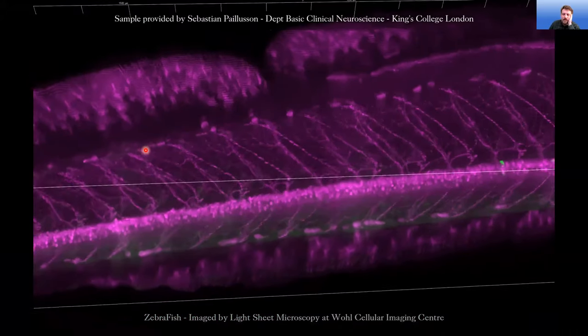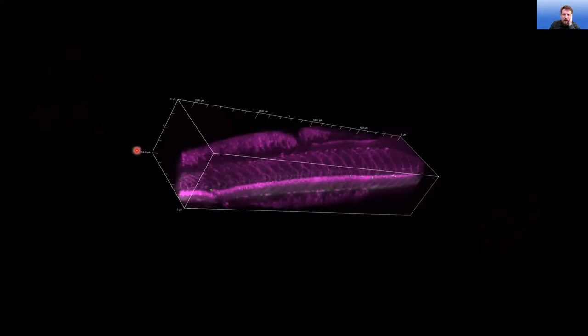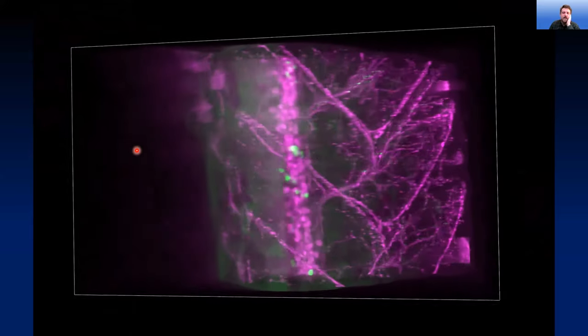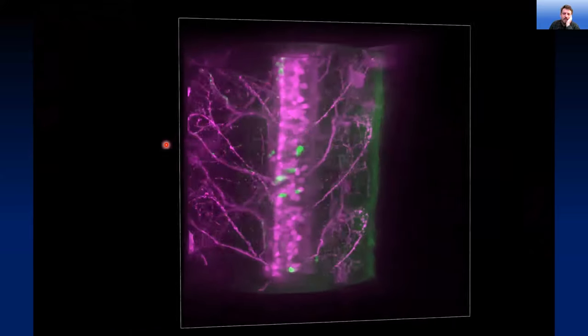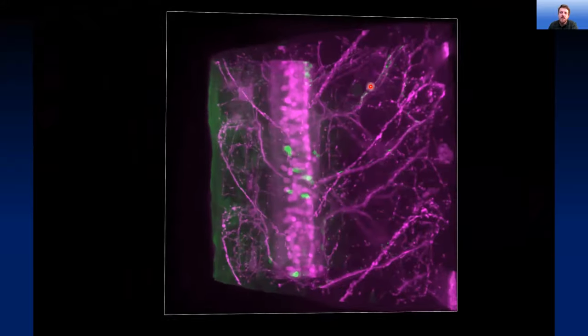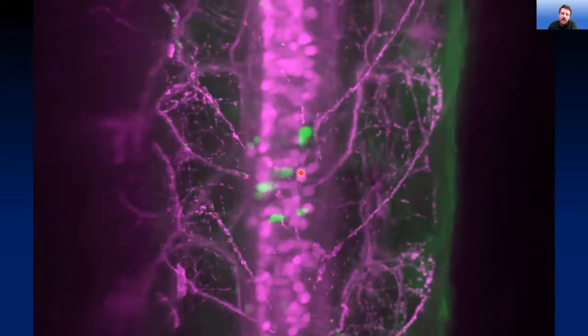The benefit here is that it was really quick to image these large regions, and the level of detail that you can get, you can really see some nice features from these cells. And if the magenta channel wasn't there, you would also see some projections coming from some of these green cells.